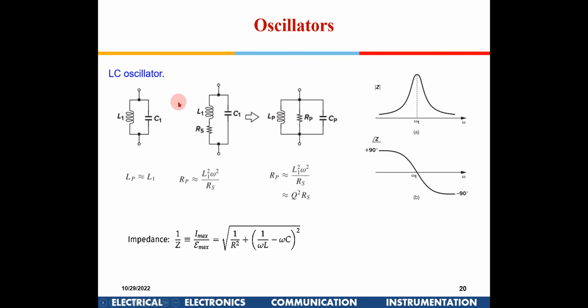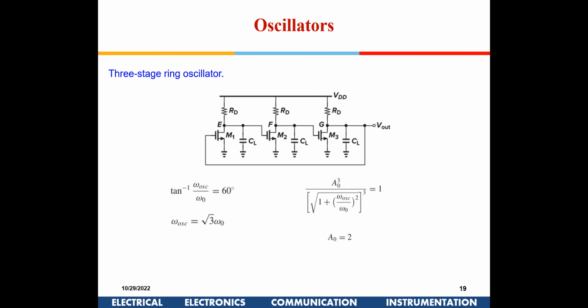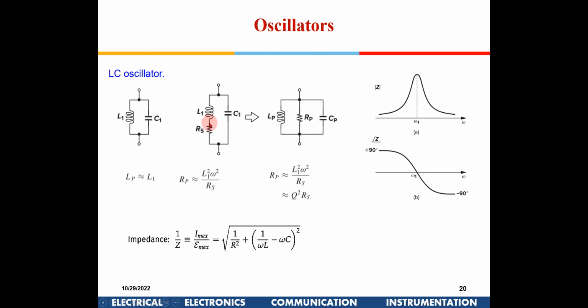Sir, one query. In the previous slide, you mentioned that we have to design the oscillator for one particular frequency, right? That frequency is actually that omega 0 where the pole starts rolling off. Yes. So that will be 1 by RC. Yes, 1 by RD into CL. Yes. Okay.